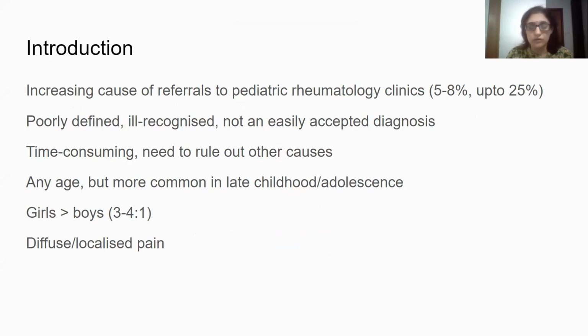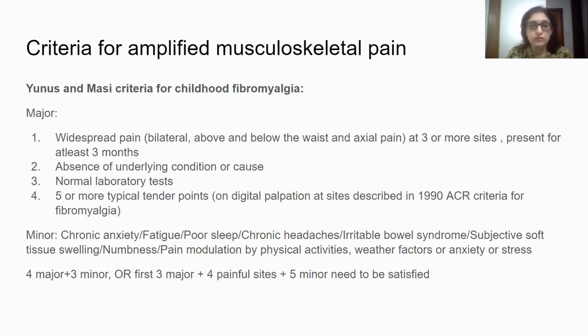It can happen at any age, but is more commonly seen in late childhood or adolescence, and more common in girls when compared to boys. Pain syndromes may be diffuse or localized. The diffuse pain amplification syndromes are known as childhood fibromyalgia and can be diagnosed based on the Yunus and Masi criteria of widespread pain, absence of an underlying condition or cause, normal laboratory tests, and 5 or more typical tender points on palpation, along with the minor criteria.